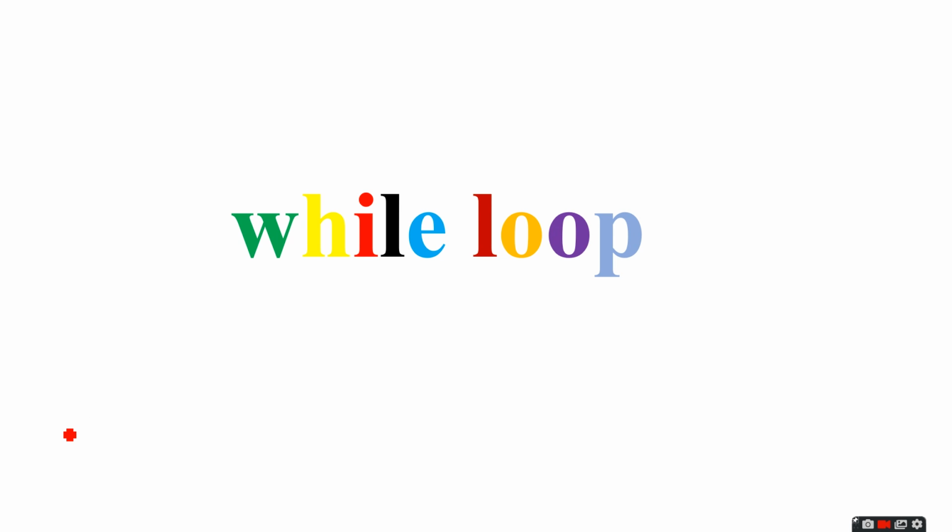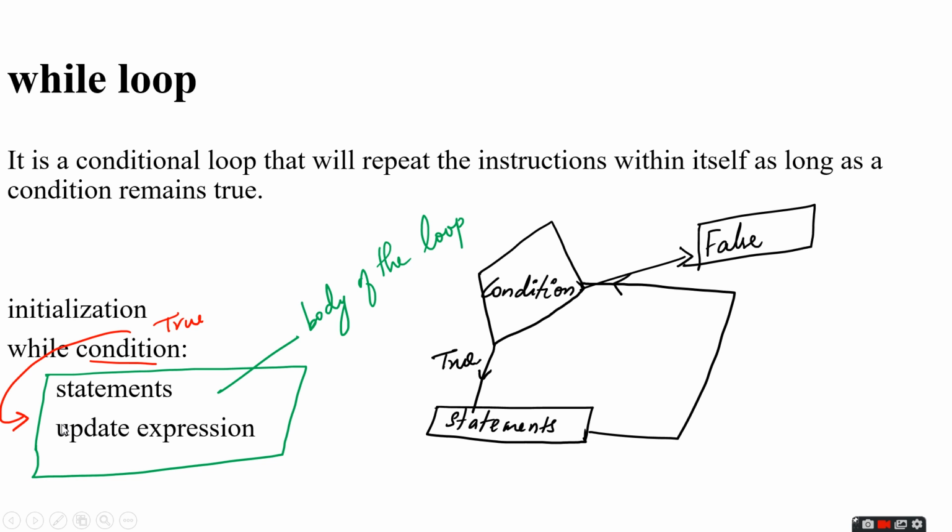About the while loop. While loop is a conditional loop. It will execute a set of statements until the condition becomes false. That means the body of the loop gets executed till the condition becomes false. Now see this picture here.